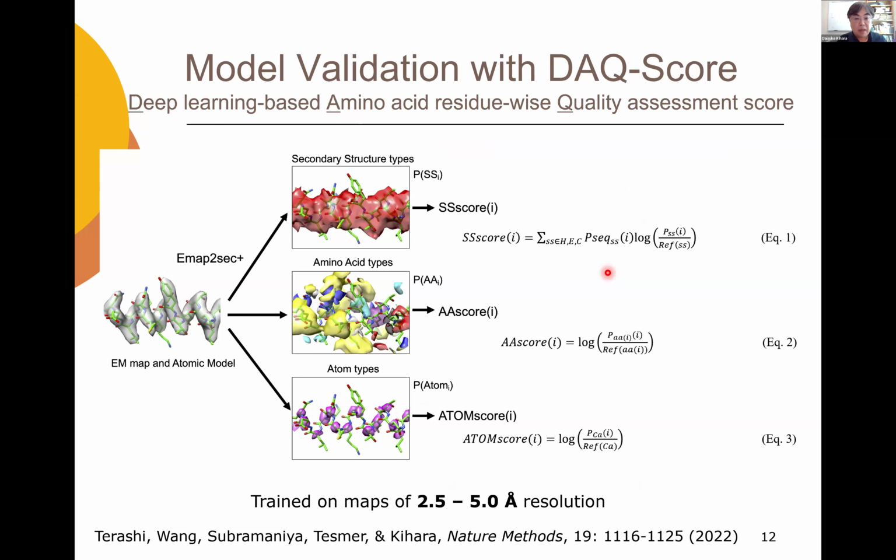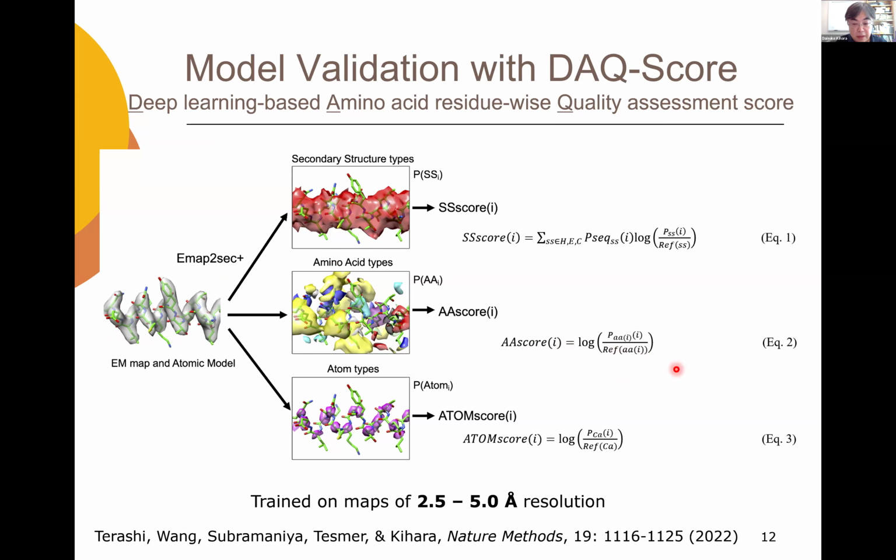Now, this is about the model validation called DAQ score. The idea is the same as DeepMainMast, but now we want to validate if your model fits well to the density. So now the input is a cryo-EM map and your atomic detail model. What this DAQ score does is it uses the same deep learning network to predict the 20 different amino acid types at each position, and the C alpha position and secondary structure at each amino acid position of your model, and then computes the score.